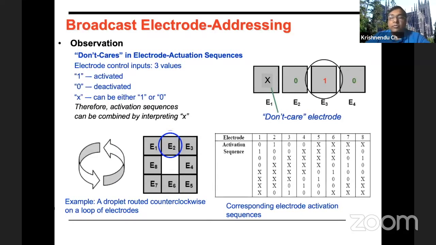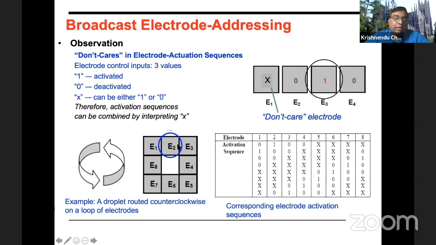You can also think of this problem in terms of what voltages you need for the electrodes. So we have talked about 1 and 0. There's also a third level, which is called an X. I don't care. For example, if I have a droplet which is to be kept here, I need to make sure that this is 1. The neighboring electrodes must be 0. But the one here, I don't really care. Can be 1, can be 0. So it's an X.